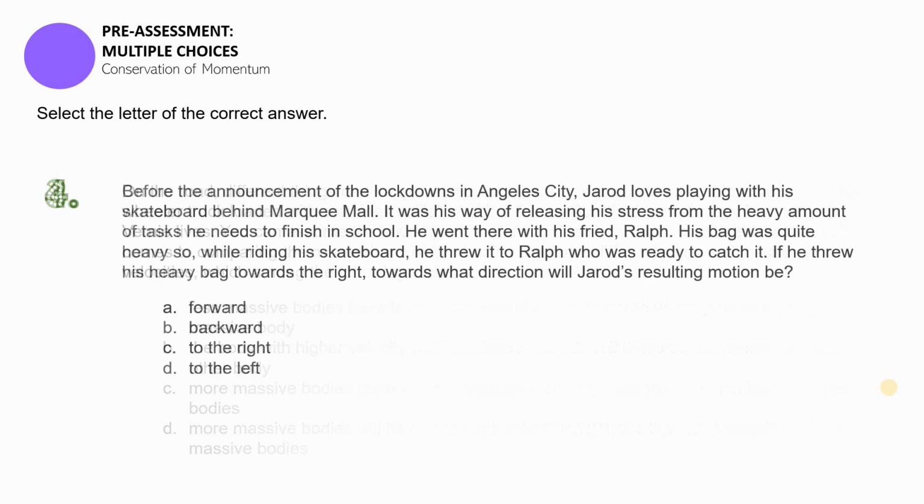Alright, number 4. Before the announcement of the lockdowns in Angeles City, Jared loved playing with his skateboard behind Marky Mall. It was his way of releasing his stress from the heavy amount of tasks he needs to finish in school. He went there with his friend, Ralph. His bag was quite heavy, so while riding his skateboard, he threw it to Ralph, who was ready to catch it. If he threw his heavy bag towards the right, towards what direction will Jared's resulting motion be? A, forward, B, backward, C, to the right, or D, to the left?